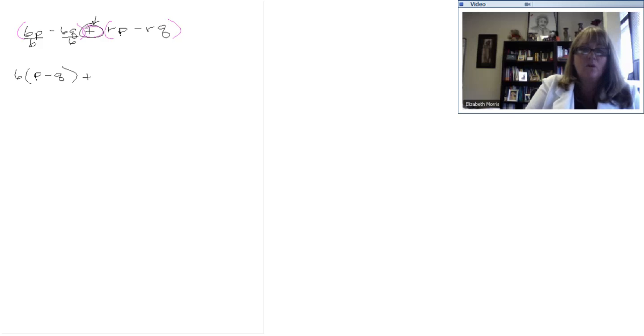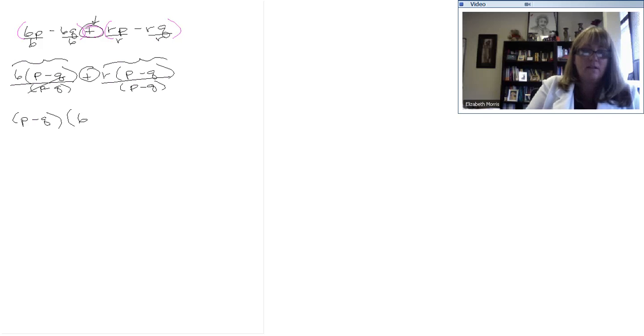Plus, what can I divide out of this? An R. If I divide by R, I'm left with P minus Q. Now, I'm still being separated by addition or subtraction. So looking at this, what do they have in common? What can I take out now? Well, they both have a P minus Q. If I divide out that P minus Q, what am I left with? 6 plus R. Now they're separated by multiplication, so you have your answer.